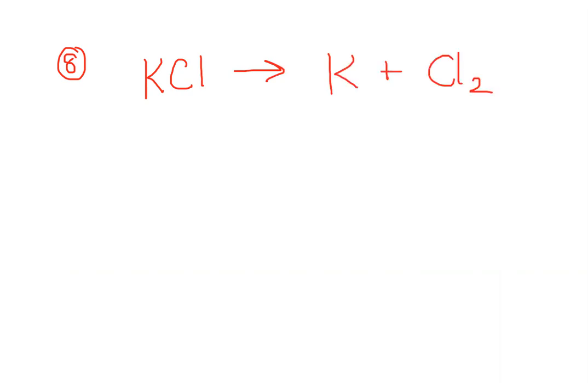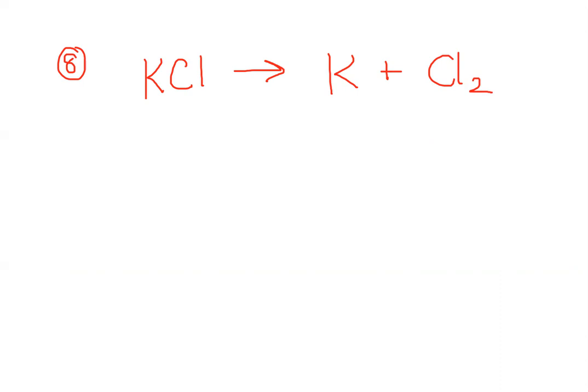Number 8, balance the following decomposition reaction equations. This is like 1 through 5. Let's start with number 8. They gave you that KCl decomposes to K plus Cl2. The reason it's Cl2 is because that's a diatomic element. And so all you have to do is balance.